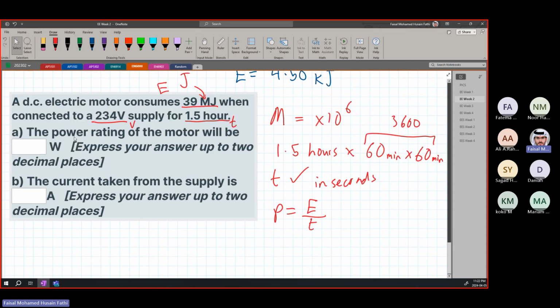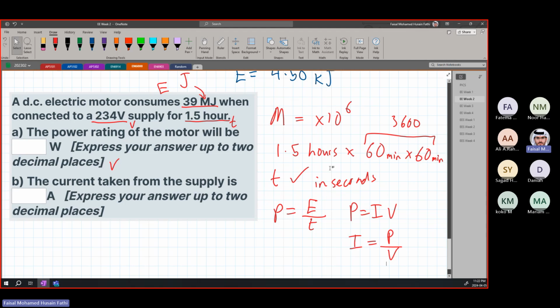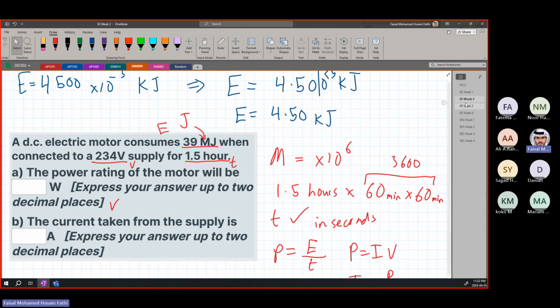That gives us part A. For part B, they want the current. Again, P is equal to IV, so I is simply equal to power over voltage. And that's how you solve it, exactly similar to the very first question.